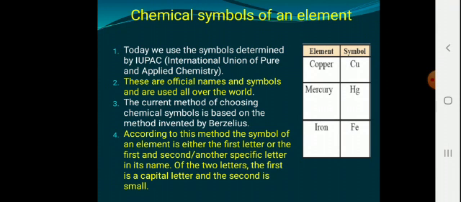The current method of choosing chemical symbols is based on the method invented by scientist Berzelius. According to this method, the symbol of an element is either the first letter or the first and second or another specific letter in its name. Of the two letters, the first is a capital letter and the second is small.